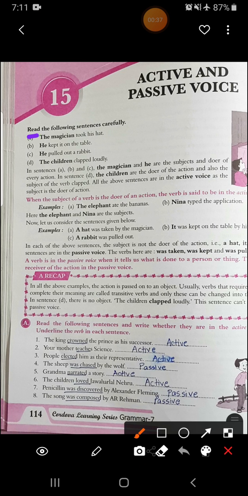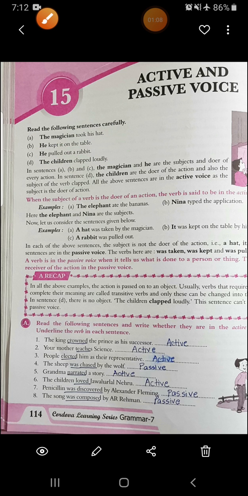Now read these following sentences. The magician took his hat, he kept it on the table, he pulled out a rabbit, the children clapped loudly. So in all these sentences, if you see the first one, that is the magician took his hat. In the second sentence, he kept it on the table. In the third sentence, he pulled out a rabbit. And in the fourth, the children clapped loudly.